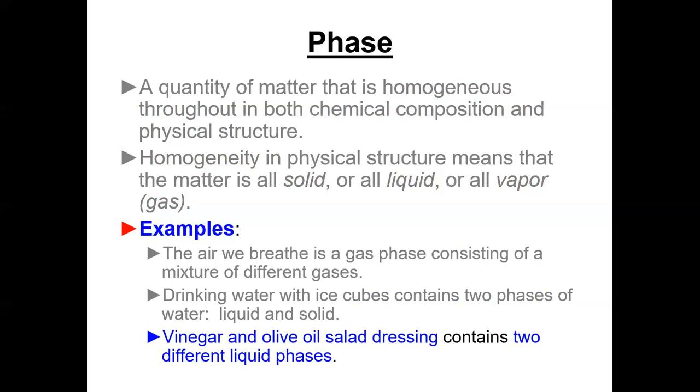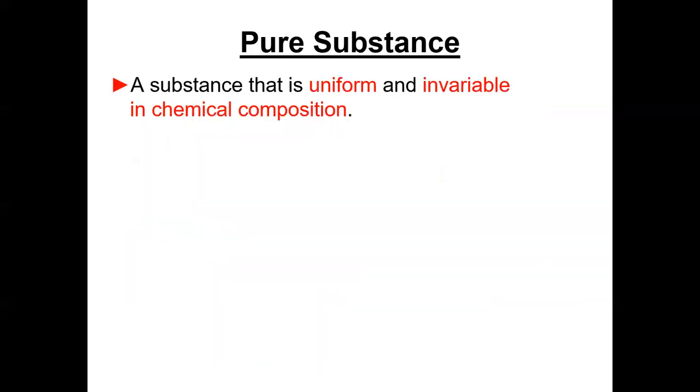And another example would be vinegar and oil. Salad dressing contains two different liquid phases. And it's hard to get that stuff to mix together. It really doesn't. You can shake it up, kind of make an emulsion out of it, but it never really combines into a single phase. So you're going to have those two different liquid phases present if you have olive oil and vinegar in the same container.